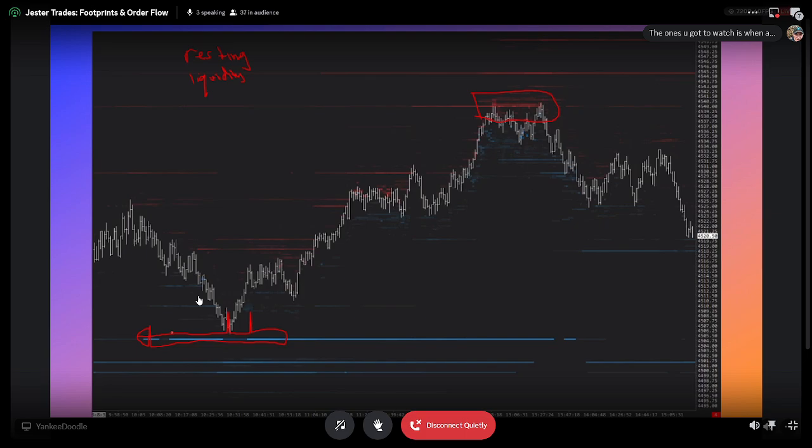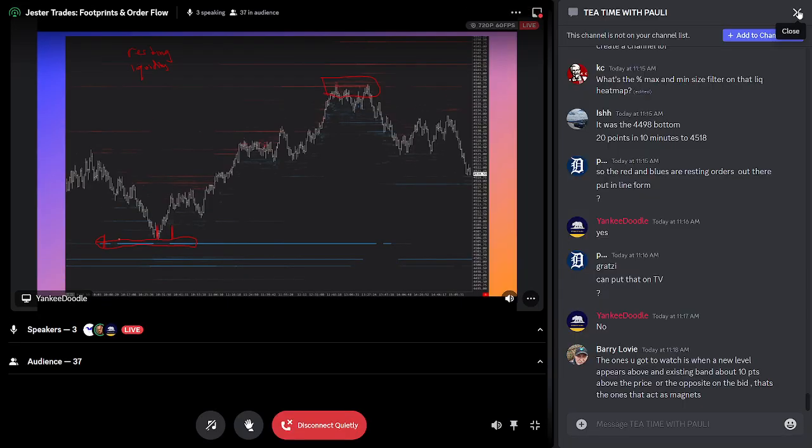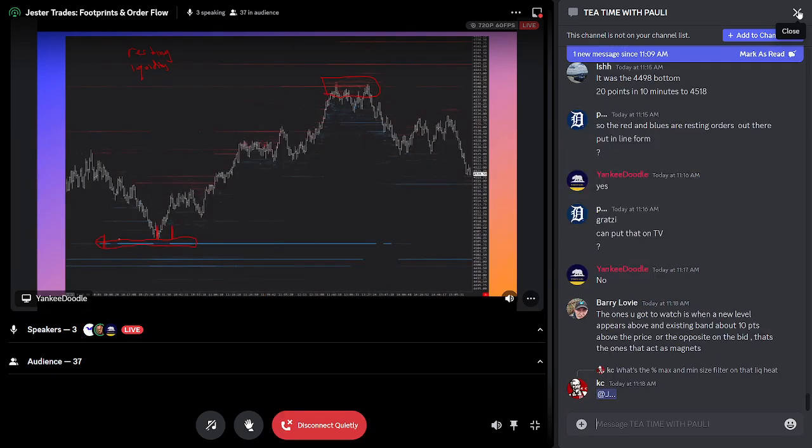Yeah, no, this is a really nice setup, and you say you didn't cherry pick this, but it's actually quite a good one here. I always listen to what Barry's got to say on these kinds of things. So Barry says the ones you've got to watch is when the new level appears above the existing band, about 10 points above price, or the opposite on the bid. Those are the ones that act as magnets. Yeah, that's really interesting, Barry. So when a new level appears suddenly, someone wants to get filled quite urgently, right? Somebody wants in on the market, either because they want to take those shares higher and sell them, or because they want to fill up a little bit lower beforehand.